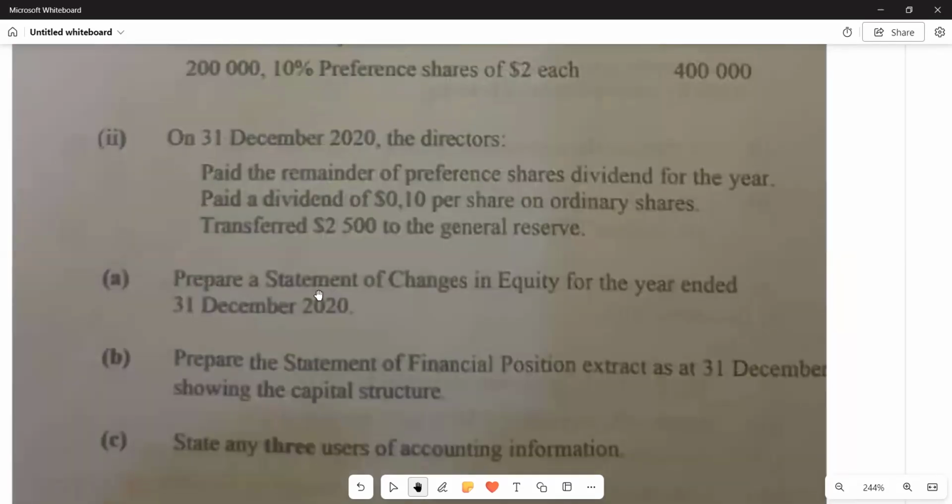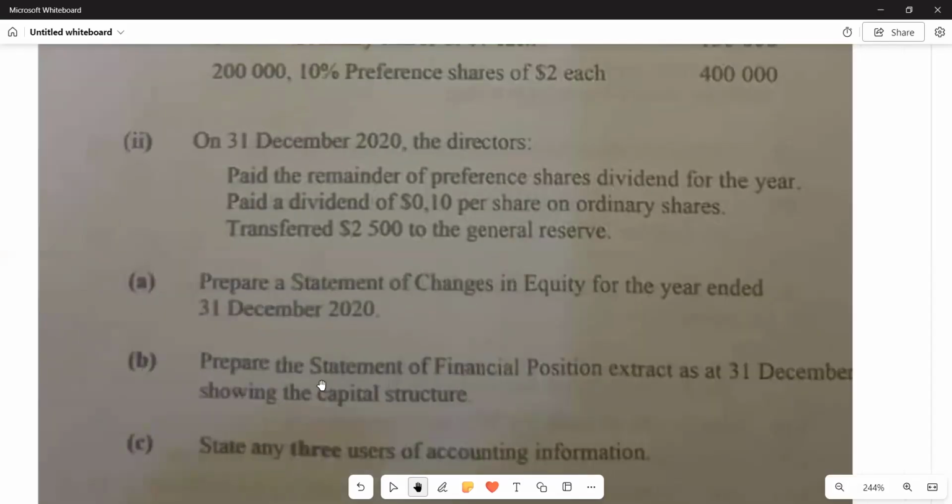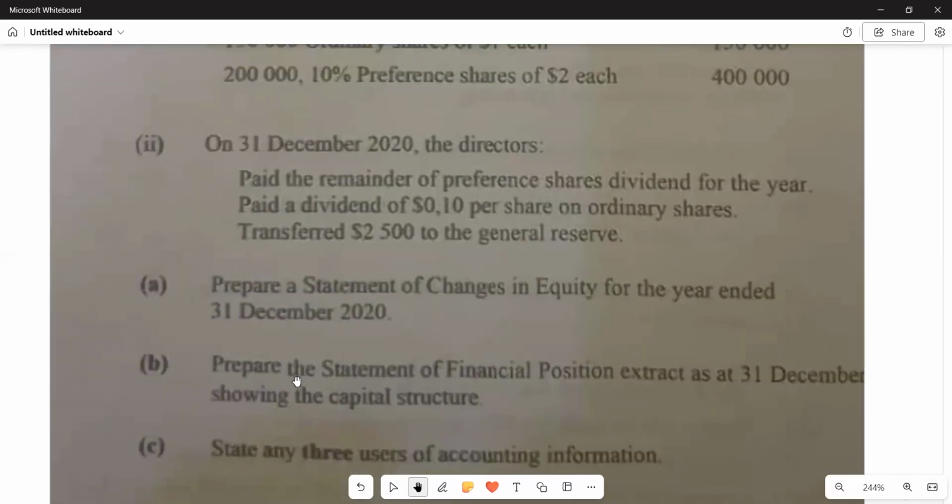We are going to look at question A, which says prepare a statement of changes in equity for the year ended 31 December 2020. And then part B, prepare the statement of financial position extract at 31 December showing the capital structure. So these are the two questions that we are going to look at within the context of this video. So we're going to look at A and B.